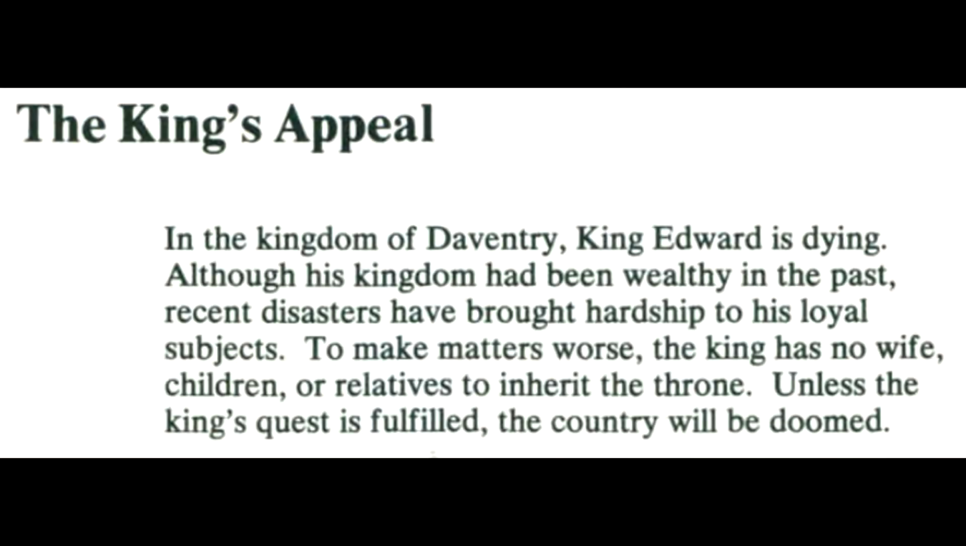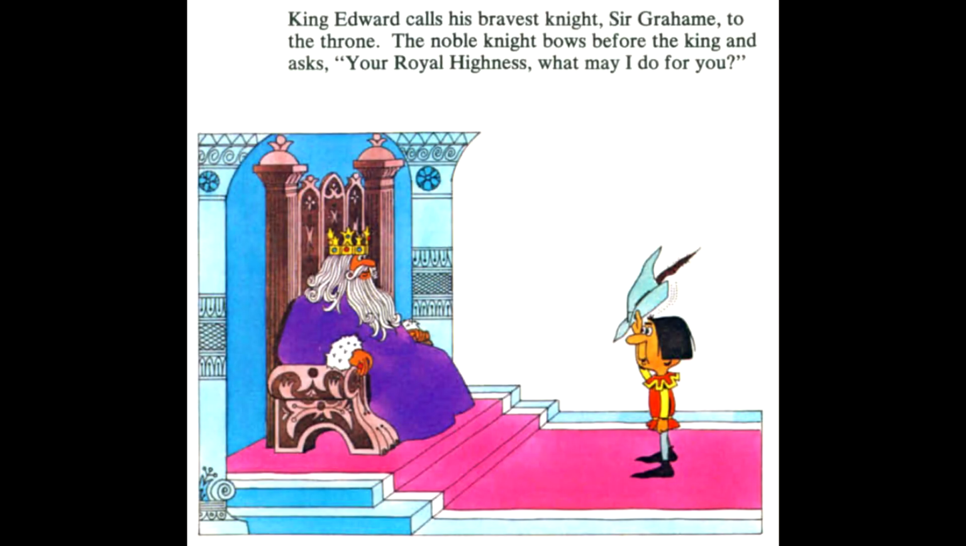In the kingdom of Daventry, King Edward is dying. Although his kingdom had been wealthy in the past, recent disasters have brought hardship to his loyal subjects. To make matters worse, the king has no wife, children, or relatives to inherit the throne. Unless the king's quest is fulfilled, the country will be doomed. King Edward calls his bravest knight, Sir Graham, to the throne. The noble knight bows before the king and asks, 'Your Royal Highness, what may I do for you?'